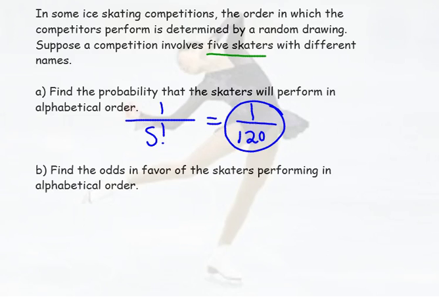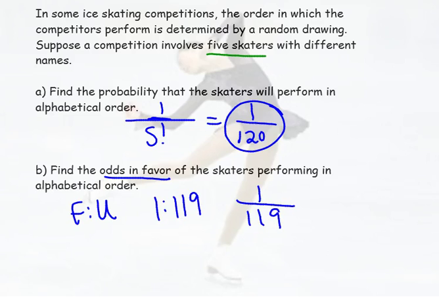The odds in favor means favorable to unfavorable of the skaters performing in alphabetical order. Well, like we said before, there's only one favorable outcome because there's only one way for them to be in alphabetical order. If there's 120 ways to list them and one of them is alphabetical, there must be 119 ways to not do it. So we could either write it like that or we could write it like this. That's the odds in favor of the skaters performing in alphabetical order.